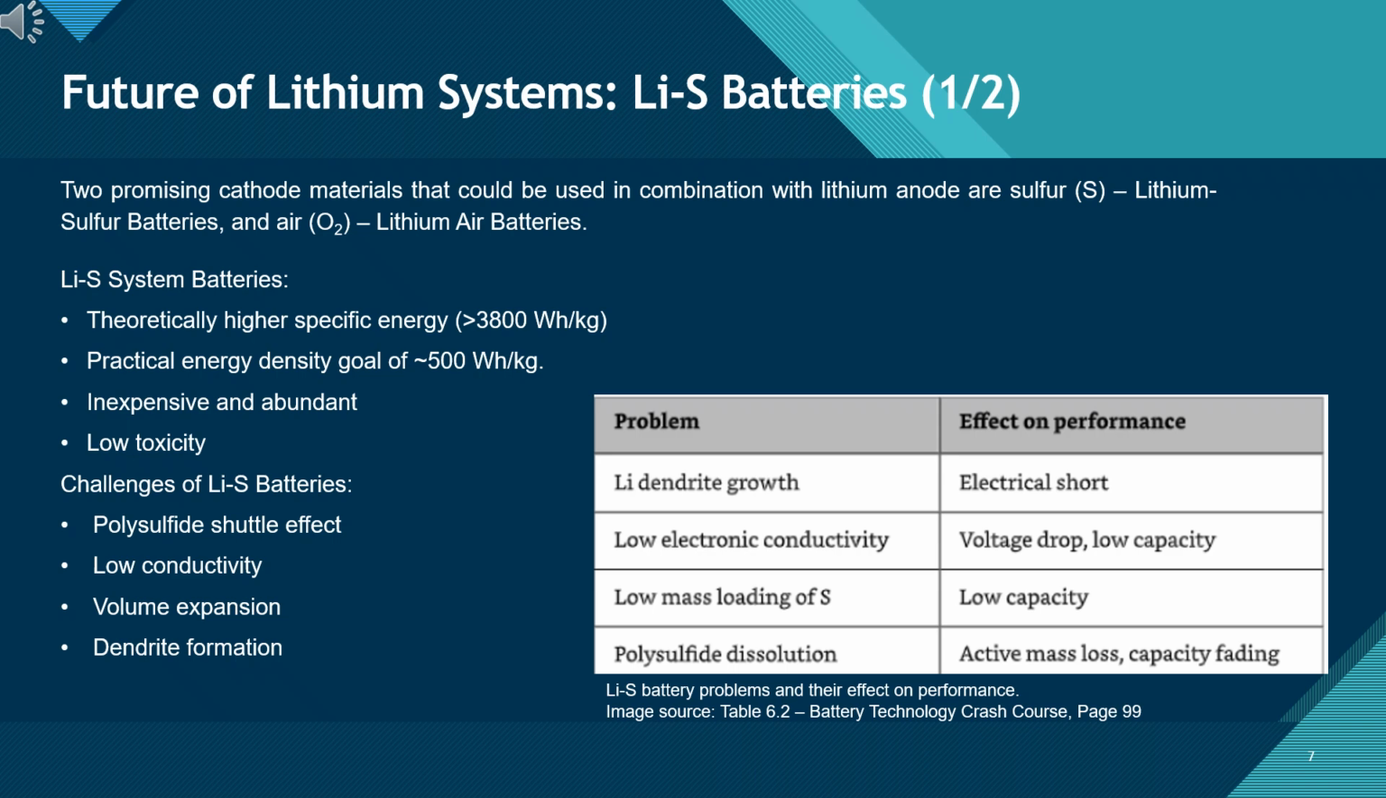However, Li-S batteries face significant challenges that limit commercialization. The polysulfide shuttle effect occurs when dissolved sulfur compounds move between electrodes, causing capacity fading, low conductivity, and volume expansion during cycling. Dendrite formation on the lithium anode can lead to short circuits. The table summarizes these major issues and their impact on performance, from voltage drop and low capacity to potential electrical shorting. As we move toward advanced EV and grid storage applications, solving these Li-S challenges is a key focus of current research.